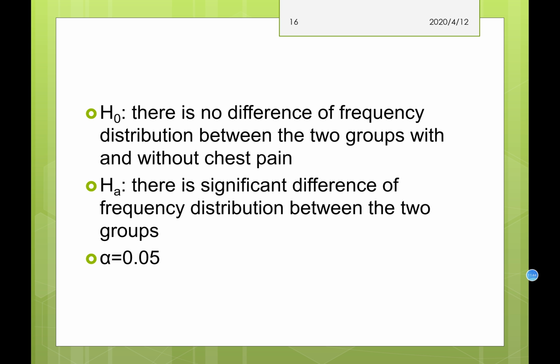Okay, so let's watch the procedure of the chi-square test. It's still step 1, step 2, step 3, and the conclusion. In step 1, we need to establish two statements of hypothesis, as we have mentioned many times before. H0 means there is no difference of frequency distribution between the two groups with and without chest pain. HA, the alternative hypothesis, is that there is a significant difference of frequency distribution between the two groups. Alpha is still two-sided 0.05. We have mentioned that in our medical statistics class, we won't talk about one-sided tests, so here alpha means two-sided.